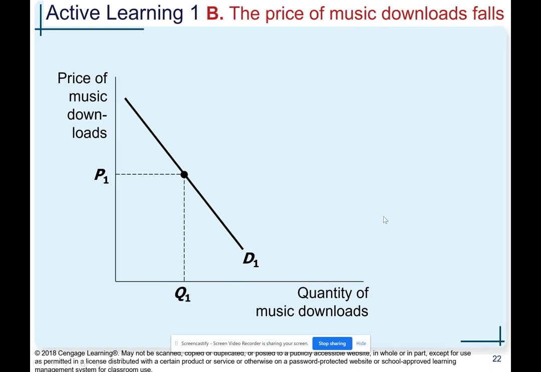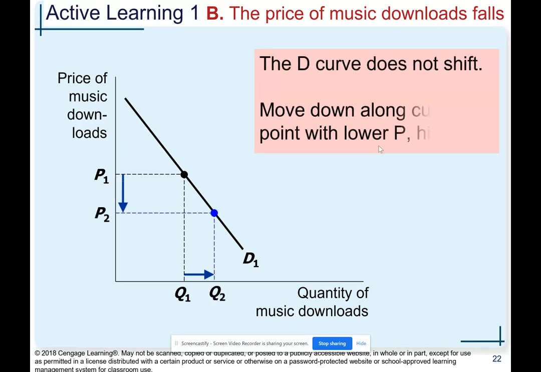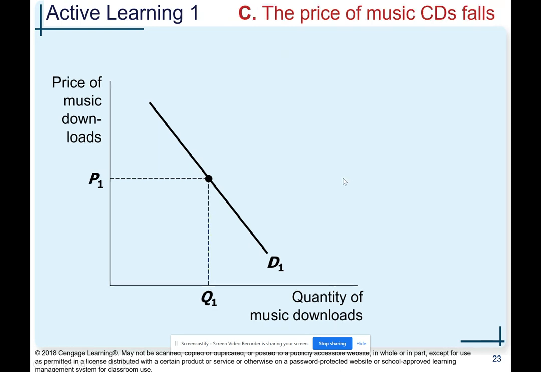Okay. Number B, the price of music downloads falls. Price is represented on the vertical axis, as we have seen before. Own price does not shift the demand, but moves along an existing demand curve. So the demand curve does not shift. We move down along the curve to a point with lower price and higher quantity.